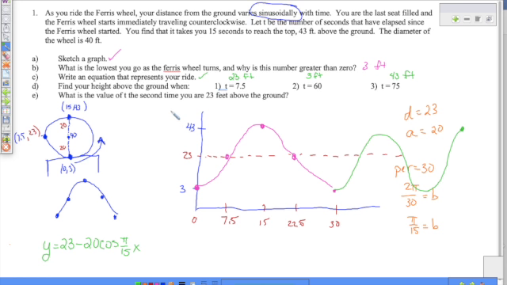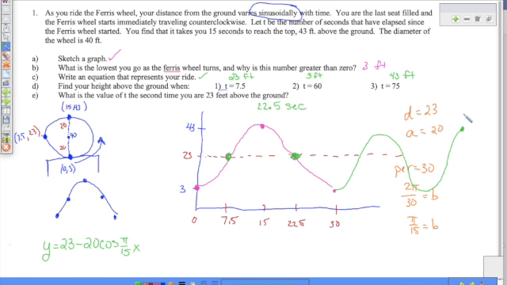What is the value of t the second time you are 23 feet above the ground? So this is the first time I'm 23 feet above the ground. The second time is when I go up and I start coming back down again. So the second time I'm 23 feet above the ground, that happens at 22.5 seconds.